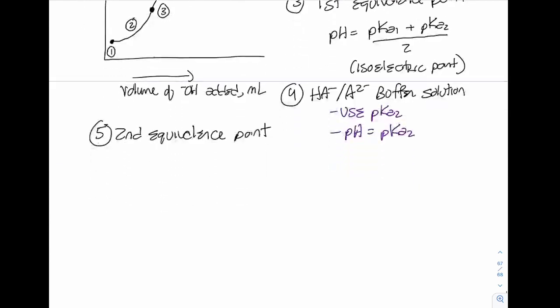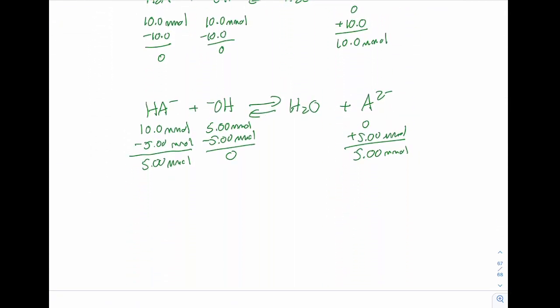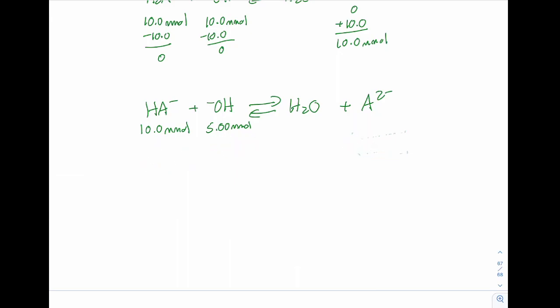This time, if we scroll back down, it kind of moved out of the way a little too much. At that equivalence point, my moles of hydroxide ions are equal to my moles of HA minus. So this would be 10 also. Subtract 10 from both sides. From both reactants, those are both 0.